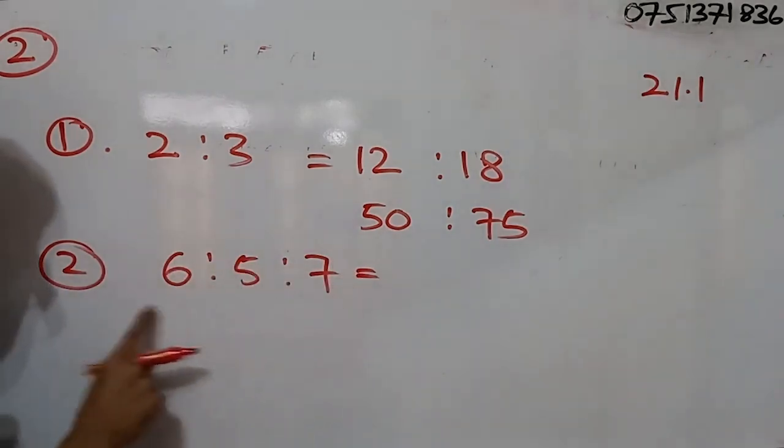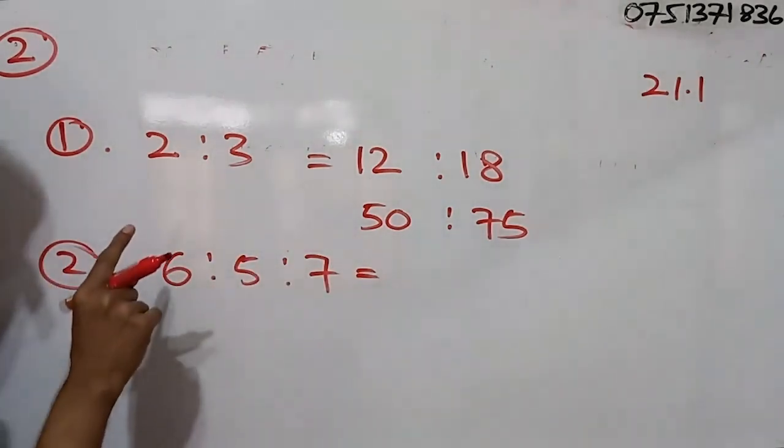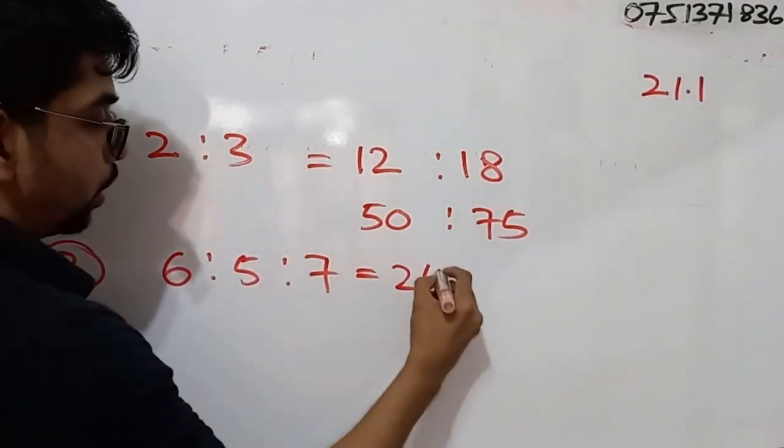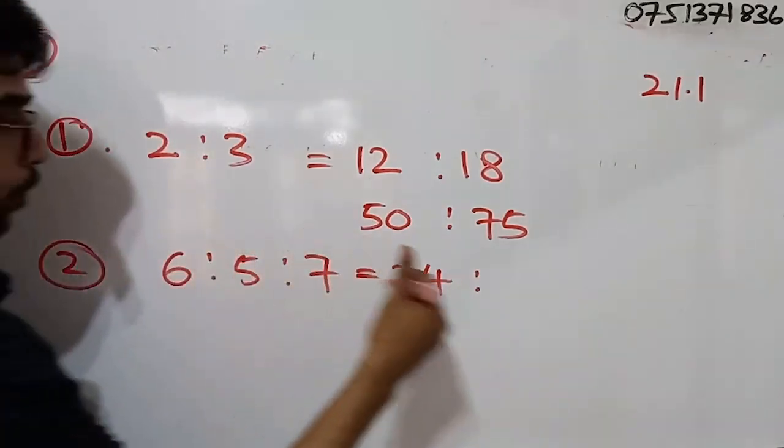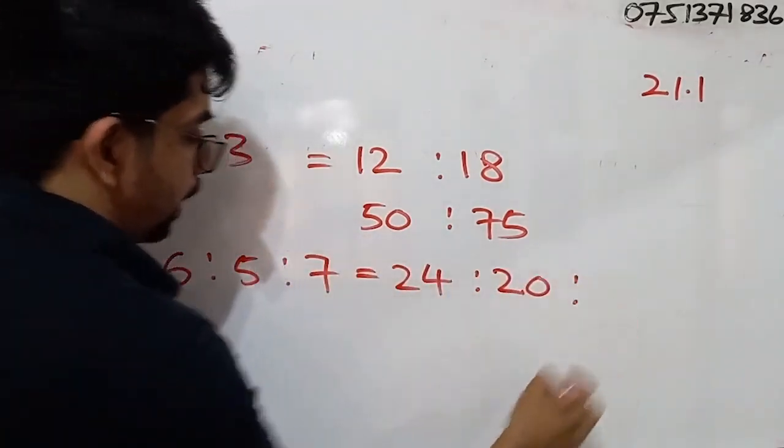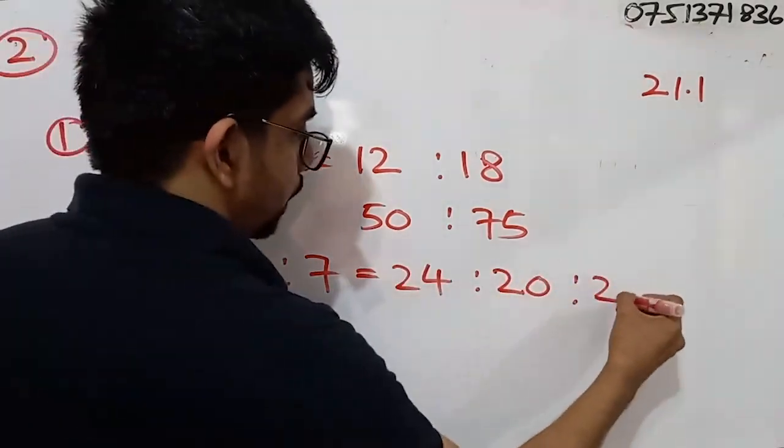Part 2. So I have 6 to 5 to 7. So I will multiply this ratio by 4. So 6 times 4, what is that? 24. 5 times 4, what is that? 20. 7 times 4, what is that? 28.